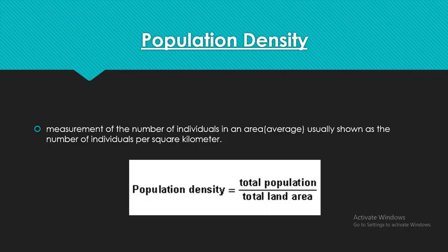Second one, the second characteristic is density, the population density, which is the measurement of the number of individuals in an area, usually shown as the number of individuals per square kilometer, or not necessarily per square kilometer, but per square unit area, kung ano yung unit na ginagamit. So it is defined by the formula, population density is equal to the total population over the total land area.